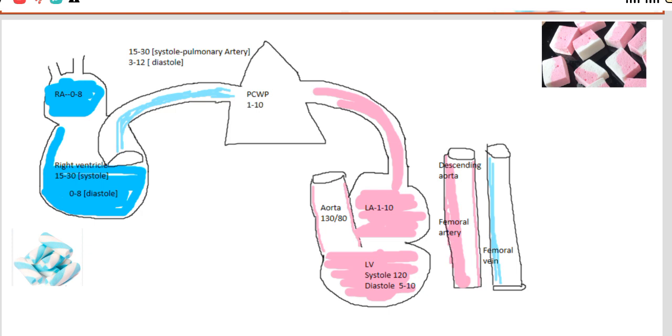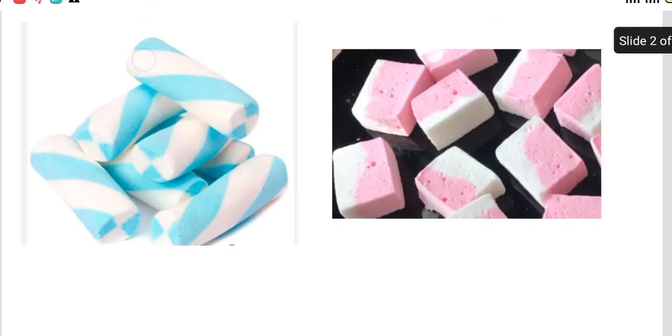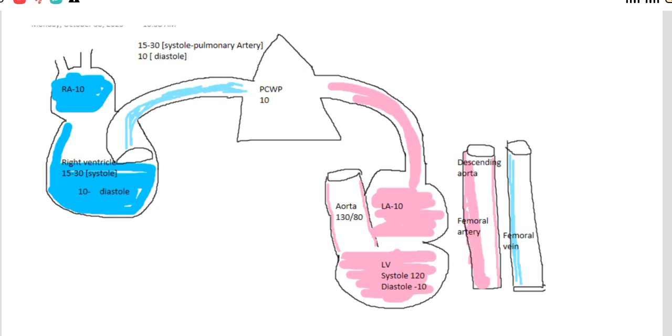You just have to remember the number 10, 10 and 20. Let's see what that is. What you have to remember is the number 10 again, then the number 20. See how it makes your life easy. Right atrium: usually they are not giving diastolic or systolic pressure separately, they are just giving the right atrial pressure. Usually it's within the range of 10.